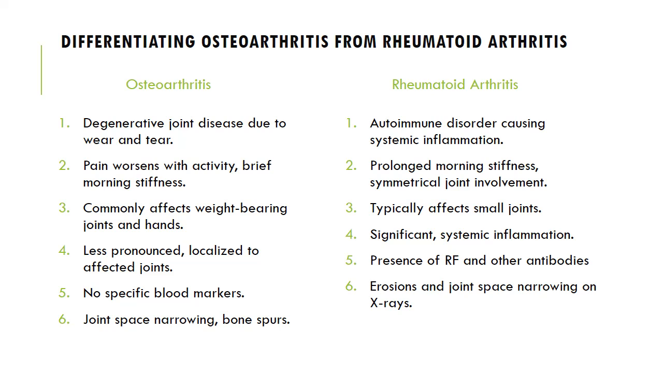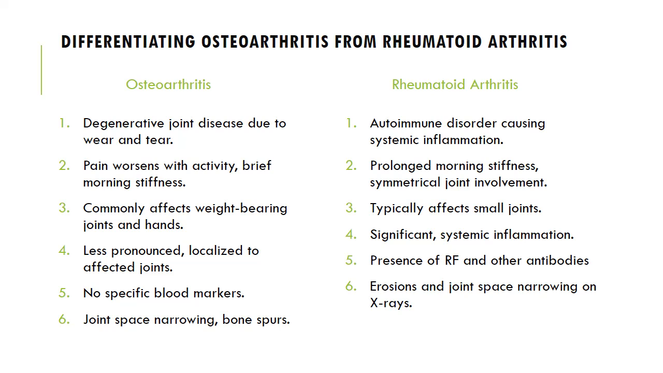OA commonly affects weight-bearing joints: knees, hips, spine and hands. RA typically affects small joints, hands, wrists, feet, and can involve multiple joints symmetrically. In OA, the disease course is less pronounced and remains localized to affected joints. In RA, there is significant systemic inflammation.